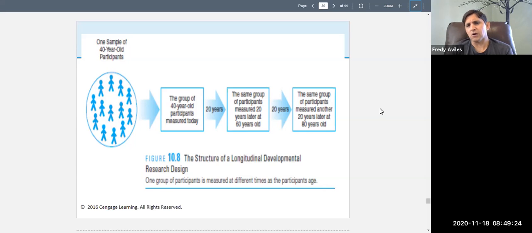And so you got to ask yourself, okay, is the change that I'm seeing due to the way people age, right? Due to age? Or is it really due to the fact that I have different people left? And these people are different than the ones I started with. So that's a problem.